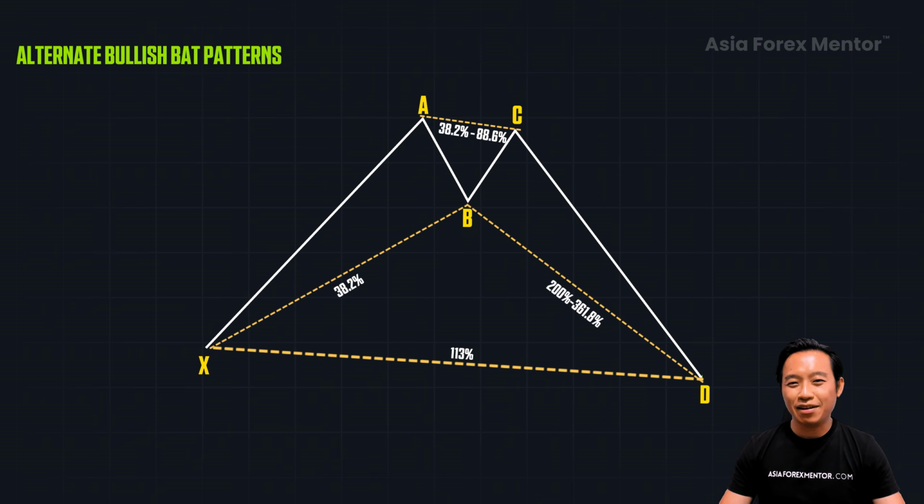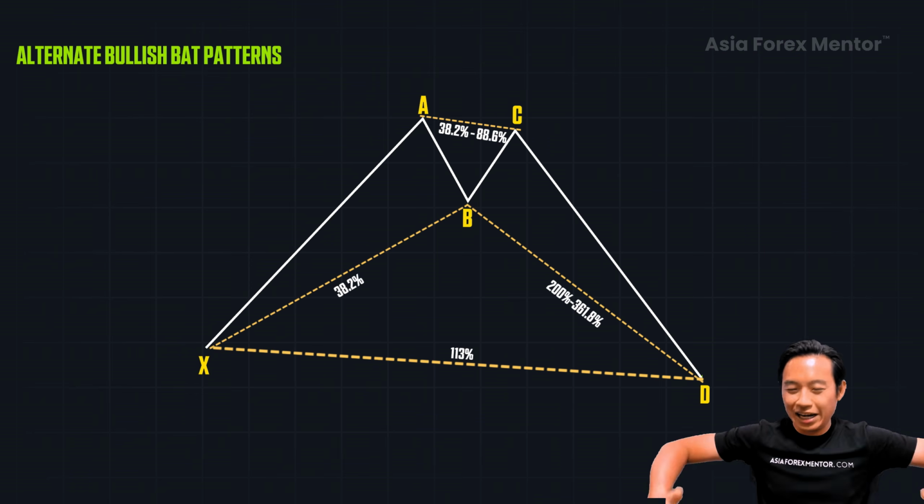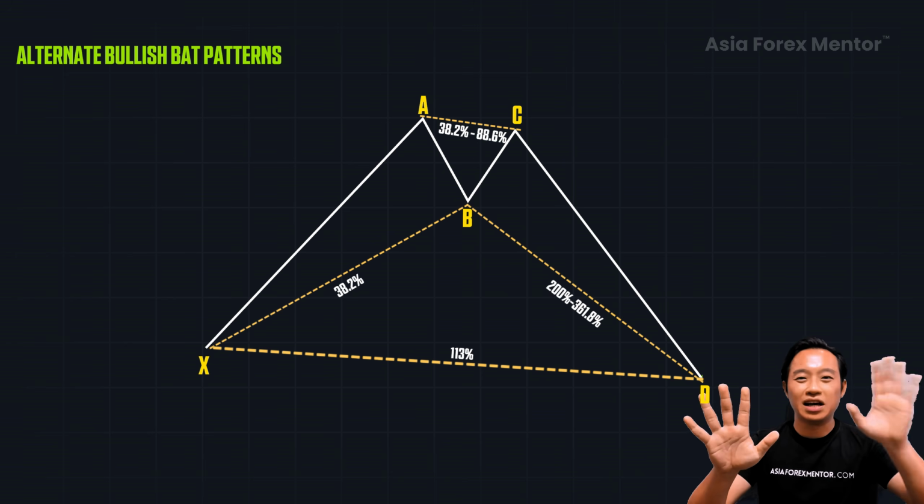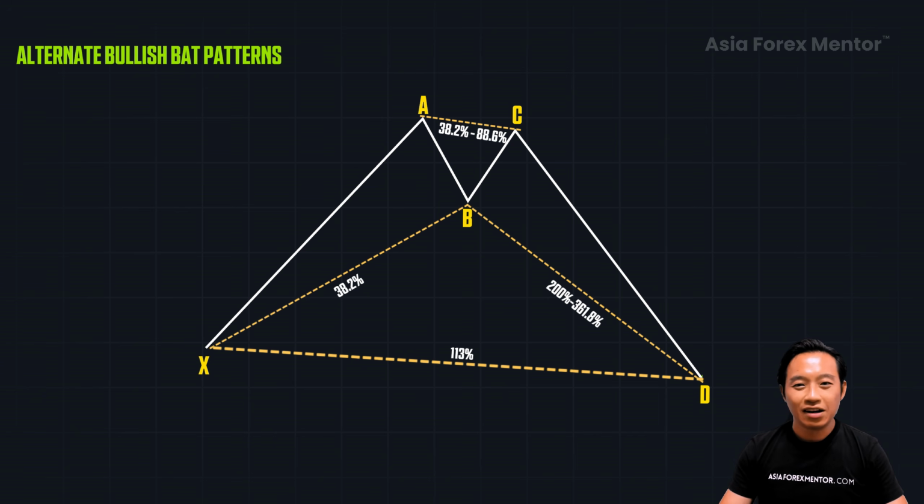Now, next, alternate bat pattern. What on earth is that? Basically, it's just a longer bat. It's a bat with a longer leg or longer wings. If you compare the bullish alternate bat side by side with the bullish bat, you're going to see it's just longer, right? That's pretty much it. Other than that, it's the same. We are just looking at where point X is going to be.